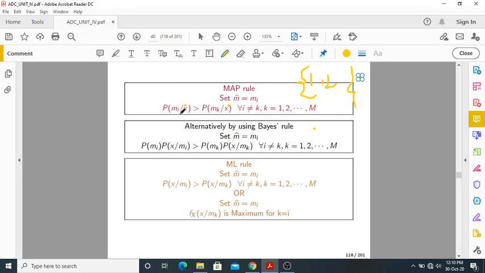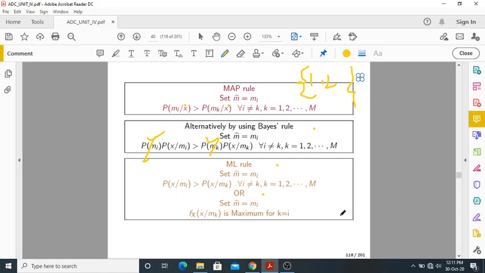Now for this you can apply Bayes rule. What happens? Alternatively, by using Bayes rule, set m cap equal to mi. So p of mi given x is same as p of x given mi, so this becomes like this. So both are the same. This is the direct form. This is by using Bayes rule. Now what is ML rule? In ML rule, p of mi is the same as p of mk, which means all symbols are equiprobable. These two will be cancelled out. You are left with what? P of x given mi is more than p of x given mk, for all i not equal to k, please remember, and k varies from 1 to m.